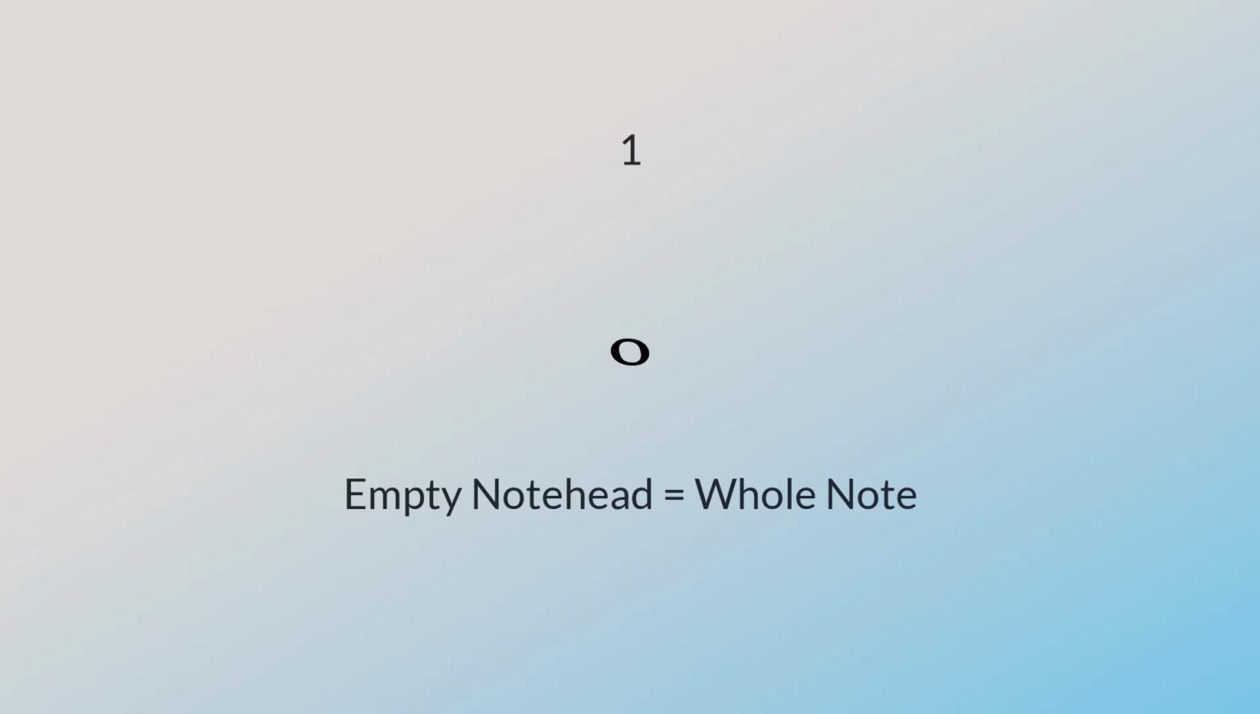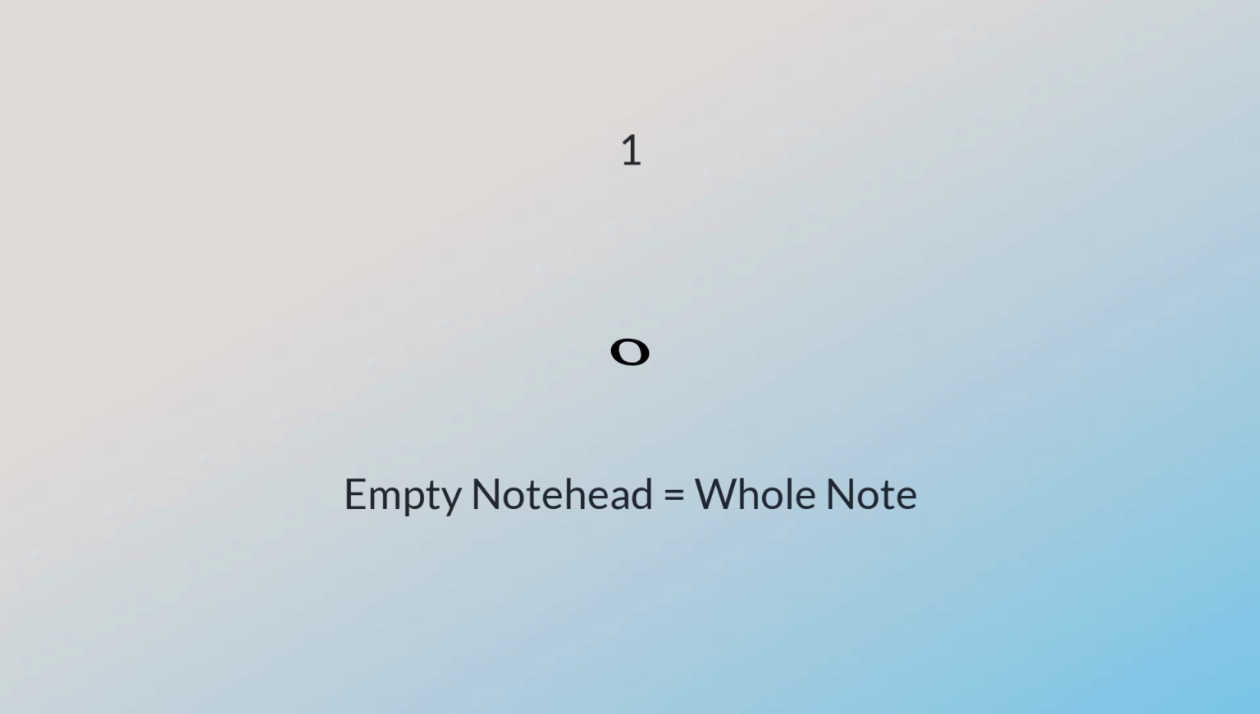Now that we have a system to organize beats, let's talk about notes. Music notes have 2 properties, a length and a pitch. Their length is determined by their shape. We start with an empty note head. This is the whole note. It has a length of 1.